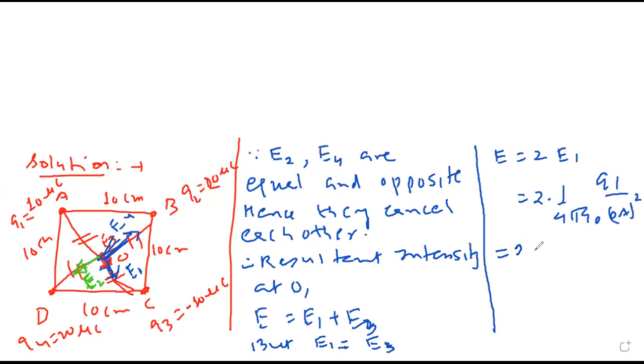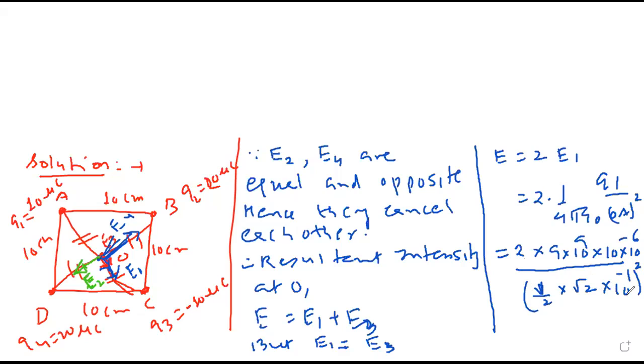No, sir. Okay. So this is 2 into 9 into 10 raised to 9. Charge is 10 micro, so 10 raised to minus 6, upon OA, which means half of root 2 times side, that is 10 centimeter. So 10 raised to minus 1, whole square. Root 2 into side is diagonal, and its half is OA. Side is 10 centimeter, which is 10 raised to minus 1 meter.